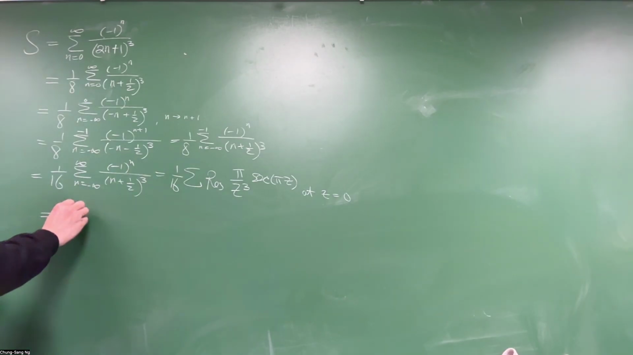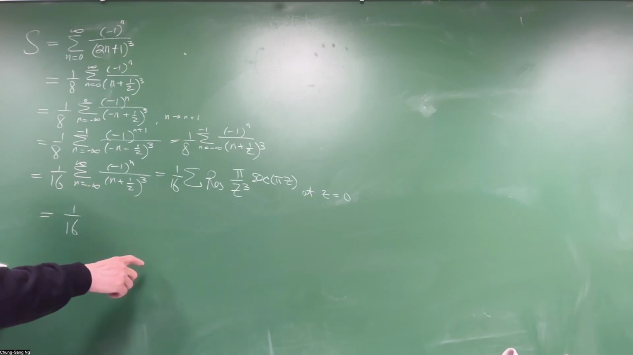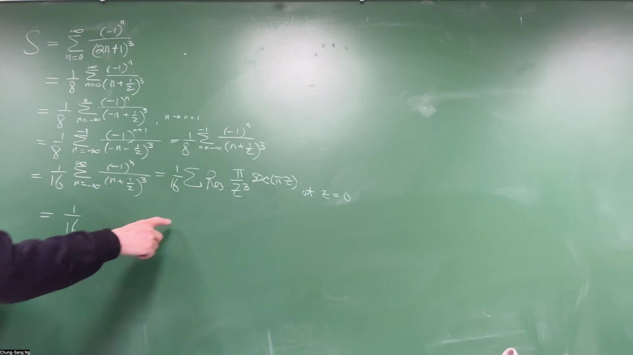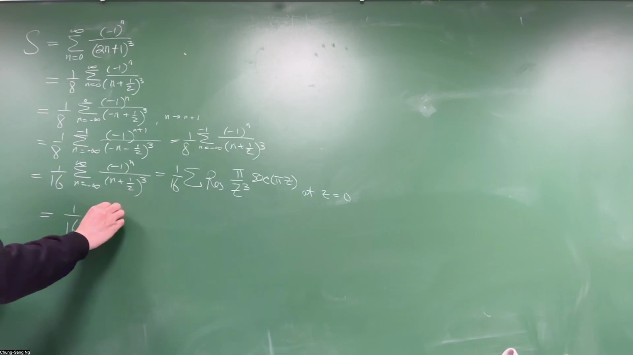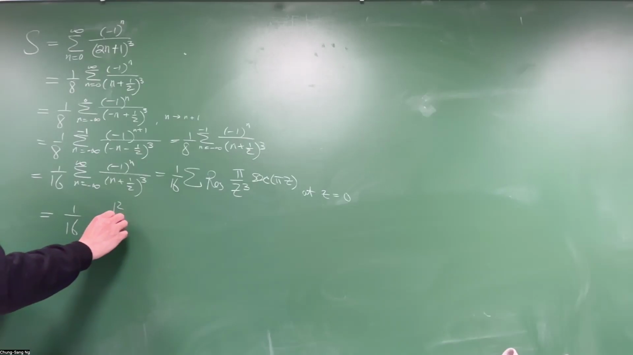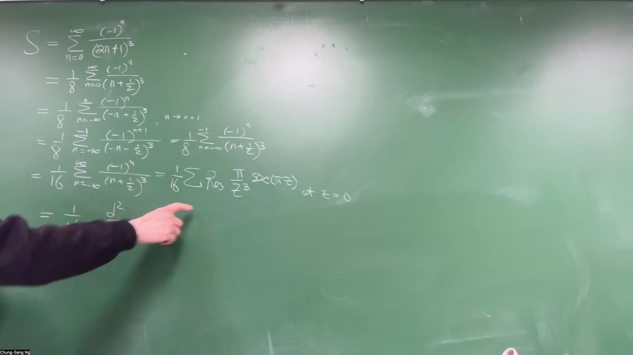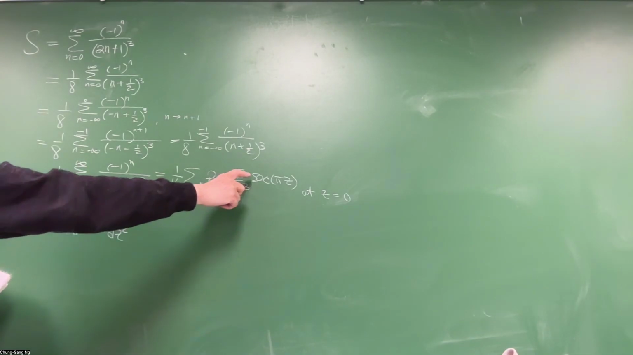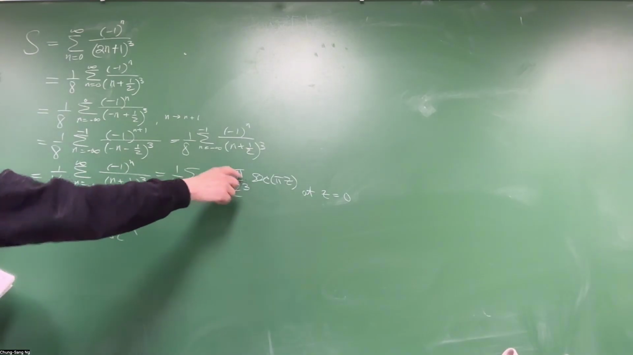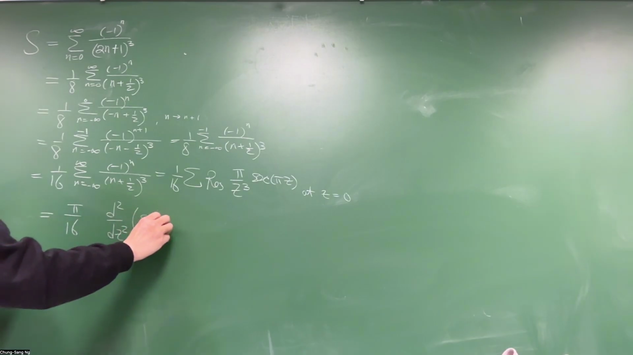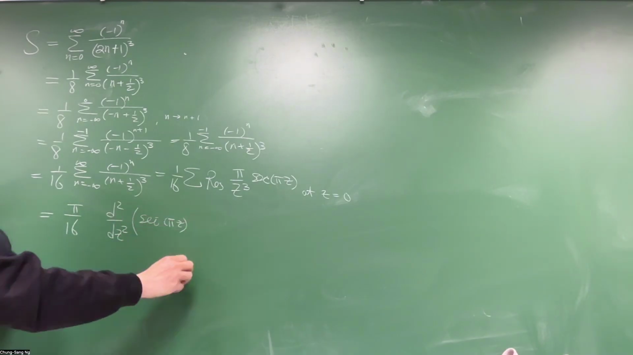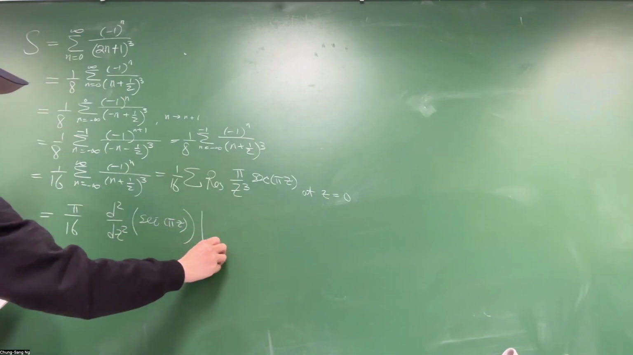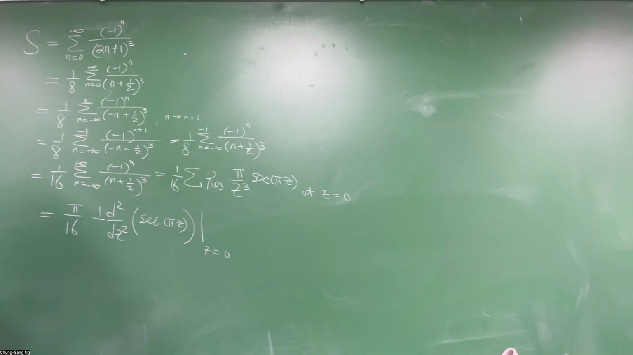Remember last time we did that, d squared over dc squared, and then multiply c cubed, which cancels with that. What is left is just the pi, we can take the pi out, secant pi z, evaluated at zero. And then there's a normalization. It should be 2 factorial, right?